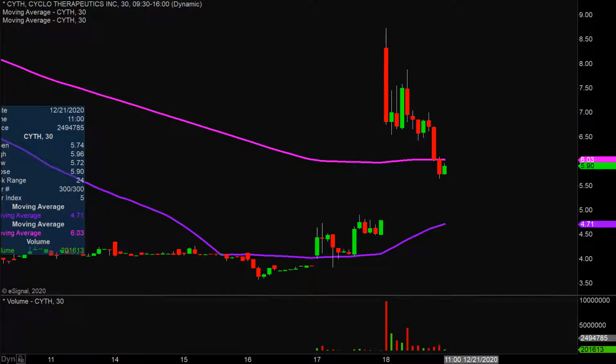Quite the eventful day on this one, not only from a price action standpoint, but you look down here at the volume and well above average volume on the day. So a lot of eyeballs are going to be watching this one moving forward.